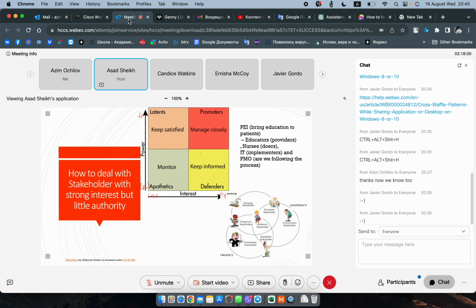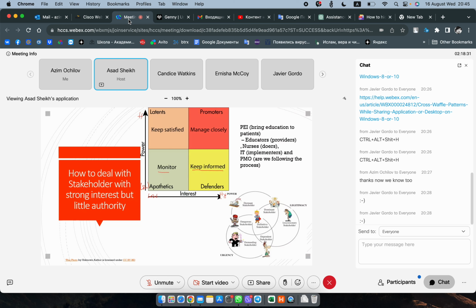You need to memorize this slide. And what should you memorize? You should focus on high power and low interest. What do you do? You keep informed. If the stakeholder has high power and low interest, you keep them informed by giving them status reports, keeping them updated, whatnot. If you have a low interest and low power stakeholder, you just monitor them.